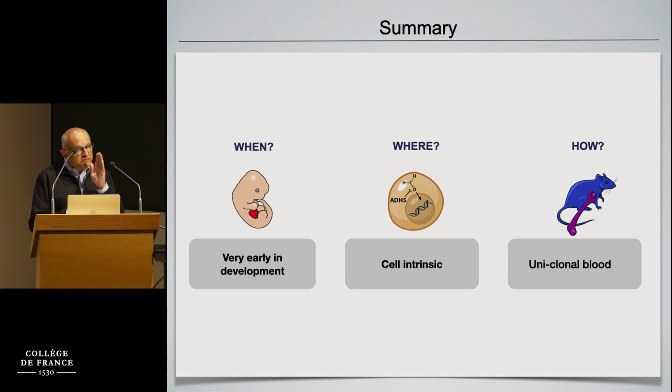So it's probably very early on, from the point of hematopoietic specification, that production of formaldehyde within those cells is very damaging to hematopoiesis. We think it's cell intrinsic, because if you restrict it just to the blood compartment, you get a strong phenotype. And then this drives a very striking uniclonal blood.